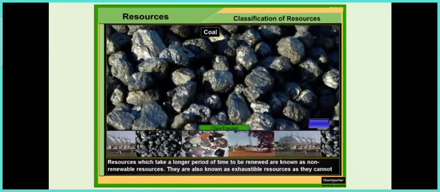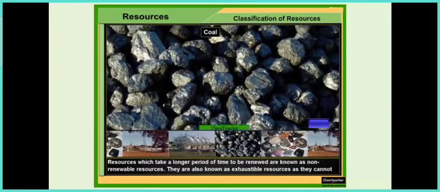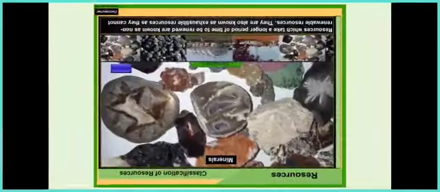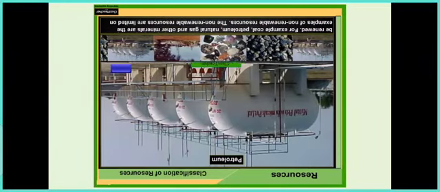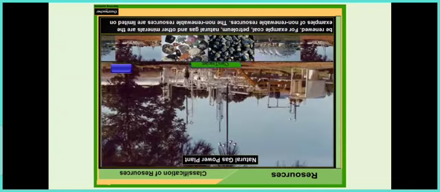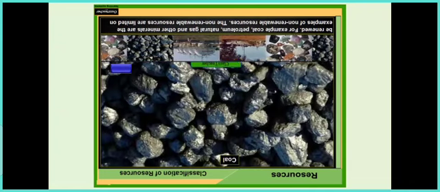Non-renewable resources. Resources which take a longer period of time to be renewed are known as non-renewable resources. They are also known as exhaustible resources as they cannot be renewed. For example, coal, petroleum, natural gas and other minerals are the examples of non-renewable resources.